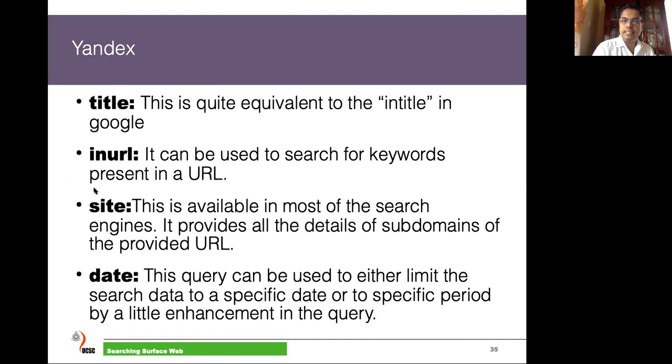When you compare the other operators, Yandex also supports site. Instead of after and before, Yandex has date. And instead of intitle in Google, in Yandex you just say title. So whatever Google gives you, Yandex also gives. The operators are not always the same as Google, but they have some operators which match Google.